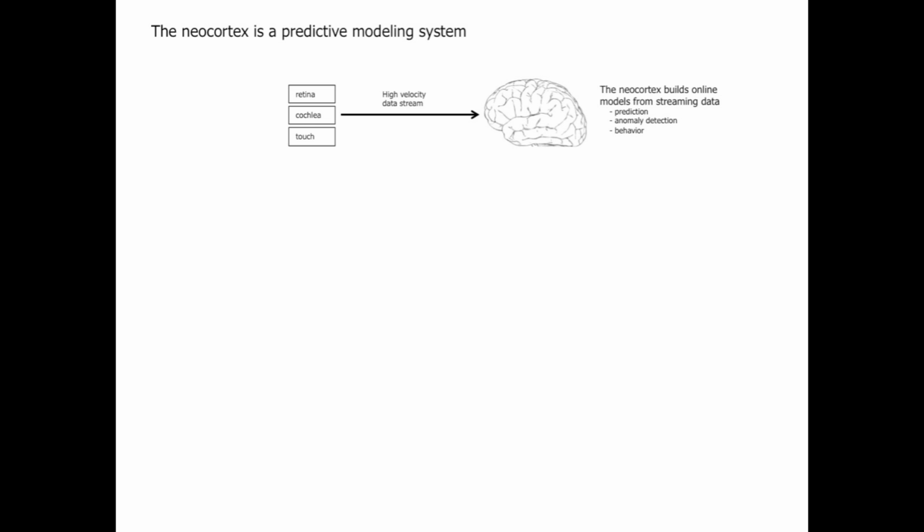And then, of course, among other things, the neocortex is constantly making predictions, it's detecting anomalies, and it's generating behavior. So this is very much a sense of what we need to do with the world's senses. So if we understand how the brain does this, we can perhaps do a better job of it in our technology. Now, we've learned a lot about how the brain works and how the neocortex works.